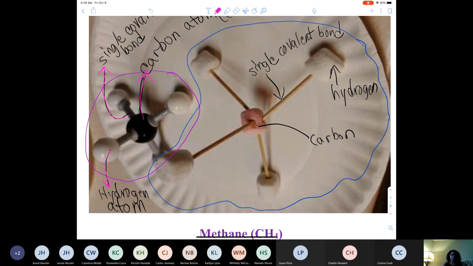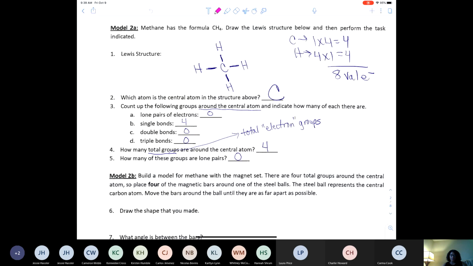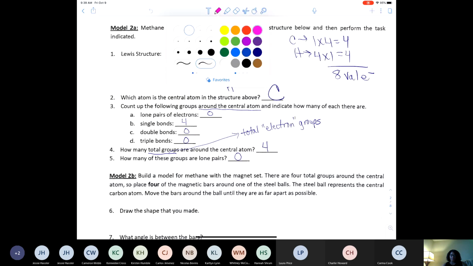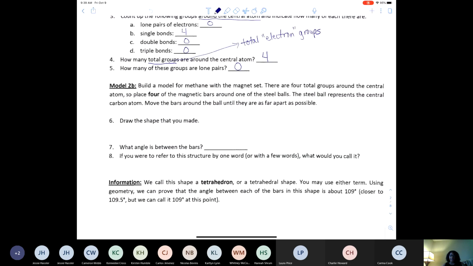And so based on those model pictures for methane, we go on to part 2B. And so because we're not in lab in person, if we would have been, you would have made these models yourself. But in lieu of that, you're viewing the pictures. So based on the pictures that you see, draw your own model for methane.